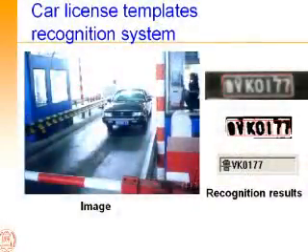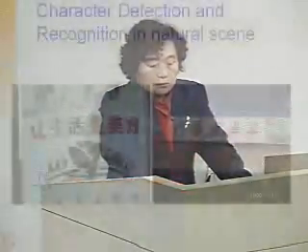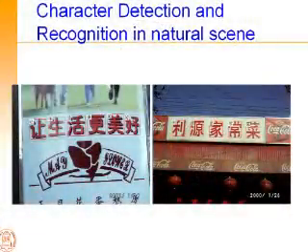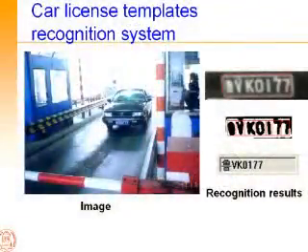The second is difficult: how to detect the characters in natural scenes. It is a very difficult problem, like this. The complex background has characters. A human being can easily find the characters, but the computer cannot. So we have developed our algorithm to detect the characters and then segment them to recognize. So we can know the content in the image.